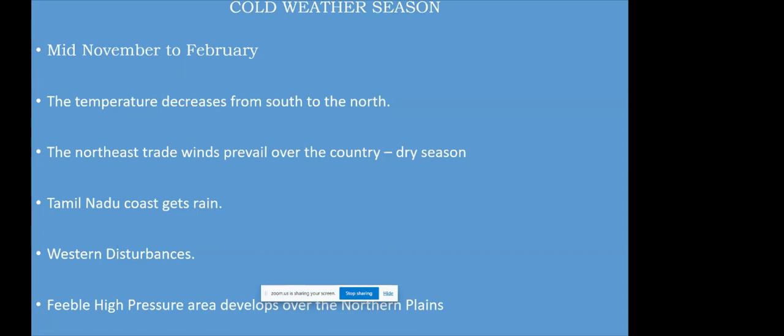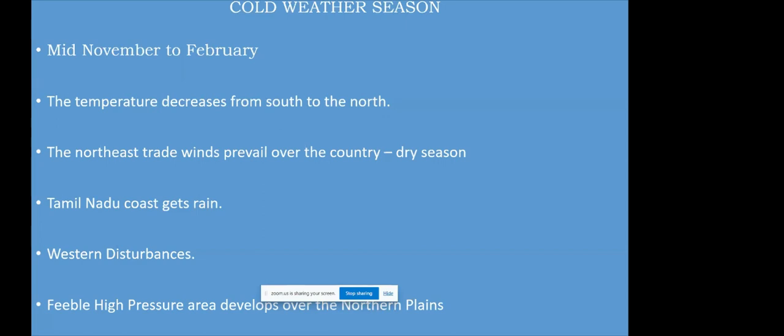So that's all about this cold weather season. What are the important points that we learned about cold weather season? It is from mid-November to February. Temperature decreases from south to north. It's a dry season because northeast trade winds prevail over India. Tamil Nadu coast gets rainfall from northeast monsoon winds. Western disturbances cause light rainfall in the northwestern plains and heavy snowfall in the Himalayan region.